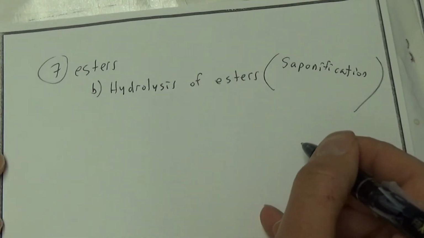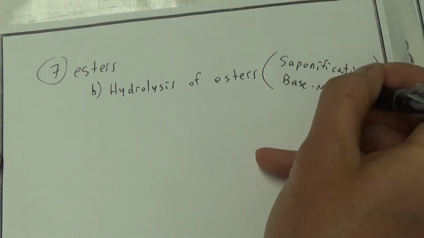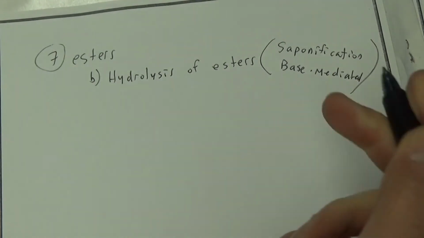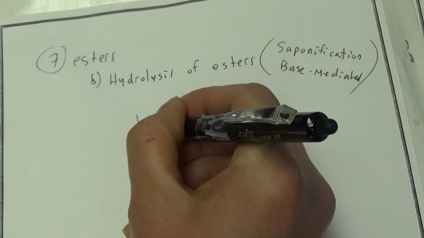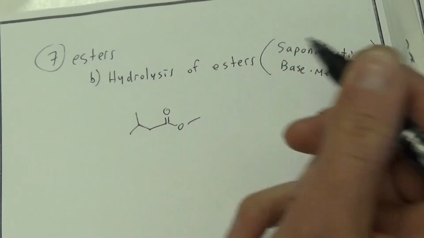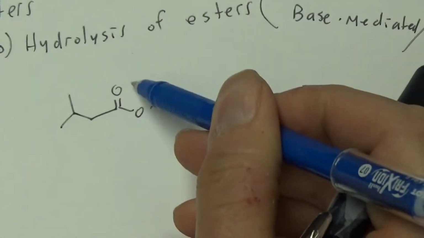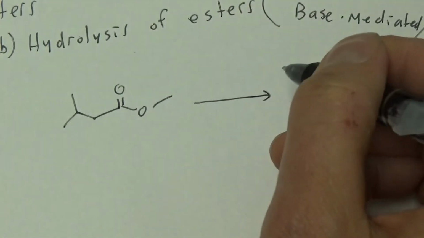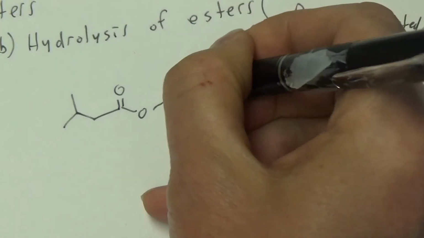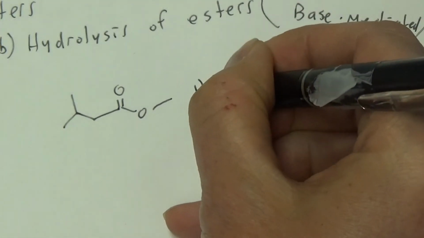And saponification is just base mediated. By base mediated, I mean OH minus, hydroxide, right? So, example. Got an ester. I want to hydrolyze it. Basically, I want to cleave that bond, the C to O bond. And I'm pretty sure you saw this already. We'll do it again though. Again, there's a redundancy between this chapter and last chapter.